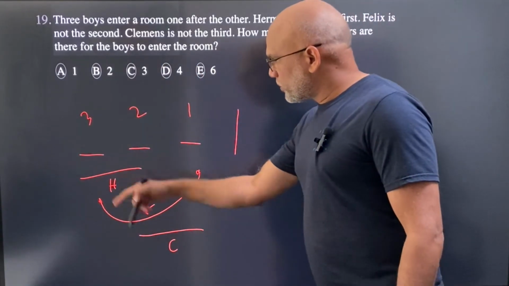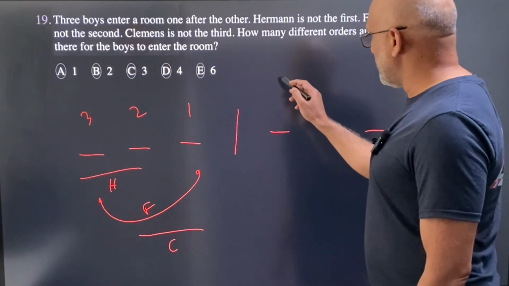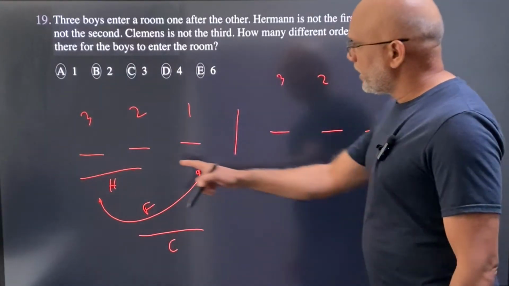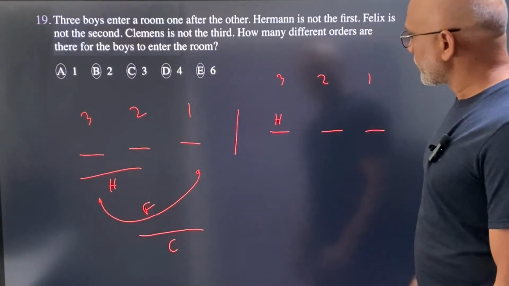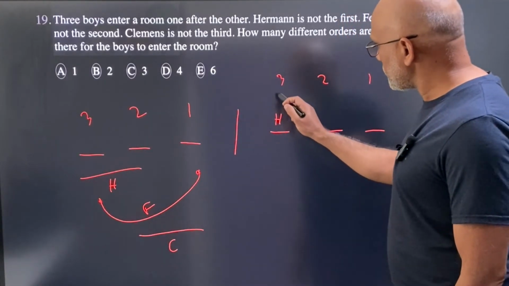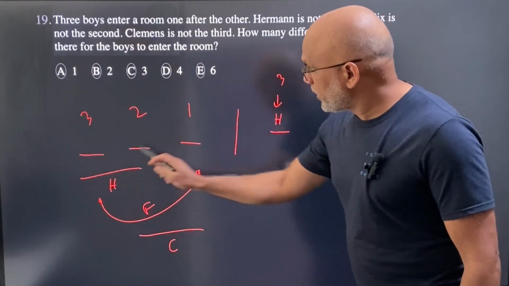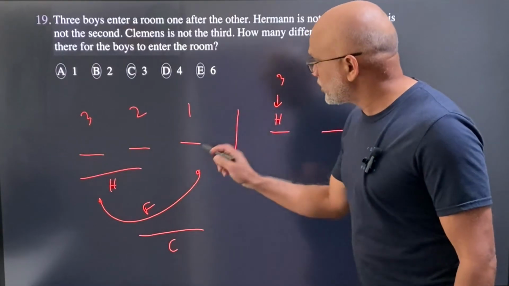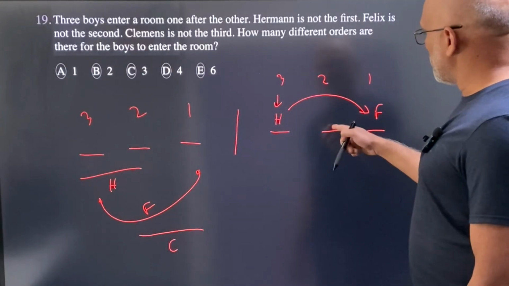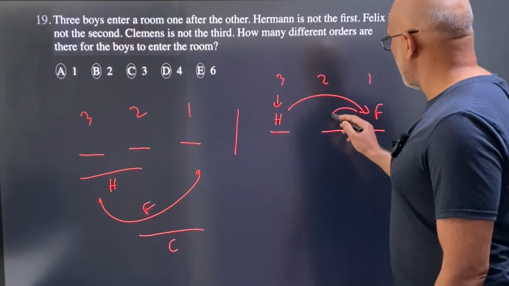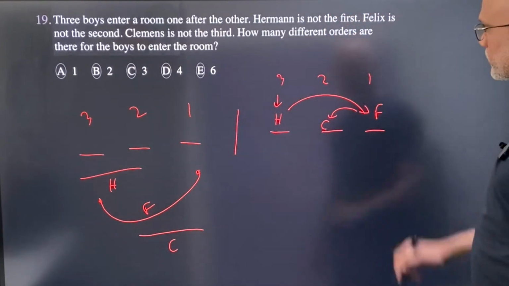Okay, so let me just start with H. So there are 3 spots, right? So this is again 3, 2, 1. H can be in 3 or 2. So let me start with H being at 3. If H is at 3, F can be at 3 or 1, but H is already at 3, so F has to be at 1. There is only one spot left, so the C must be here, and for sure C can be in 2 or 1, so this is fine. So this is one configuration.